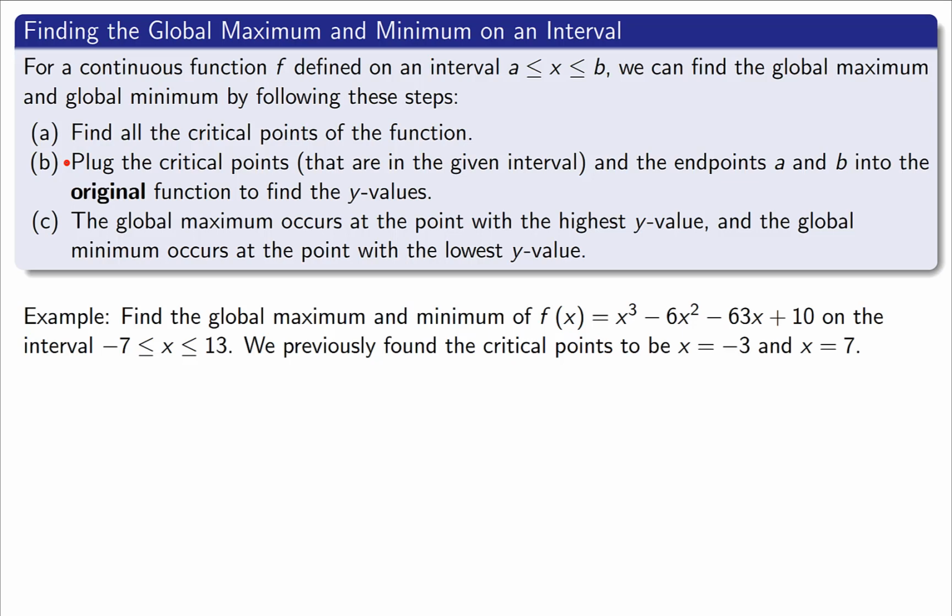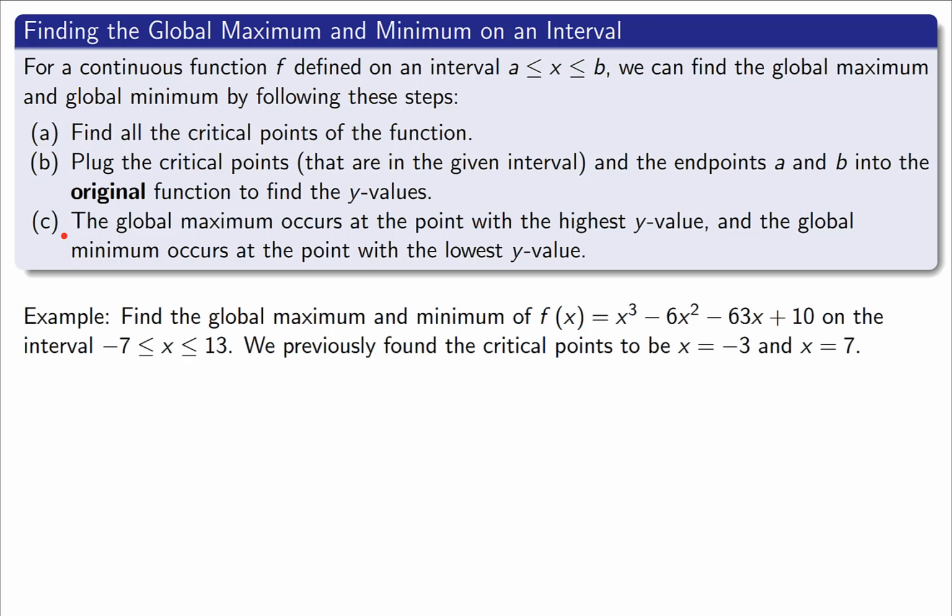The original function gives me the y values, so I'll take the critical points and the endpoints and plug them into the original function. This means that I don't have to do as much with the derivative, but keep in mind when I say critical points, that's what you get when you take the derivative and set it equal to 0. However, once you find those points, you'll just simply take the critical points and the endpoints and plug them into the function. The highest value is where the global maximum occurs. The lowest value is where the global minimum occurs.